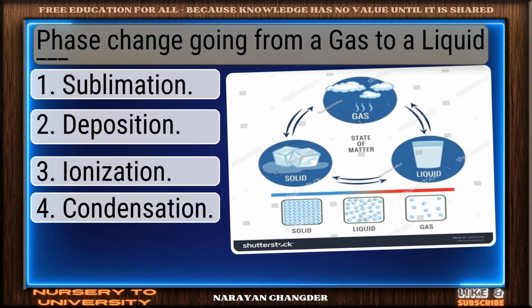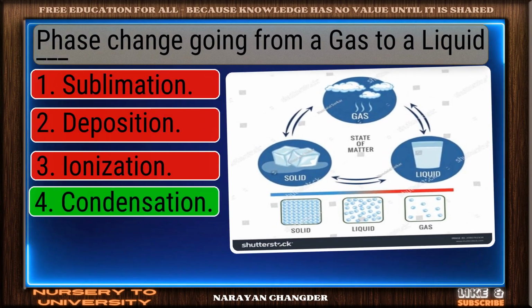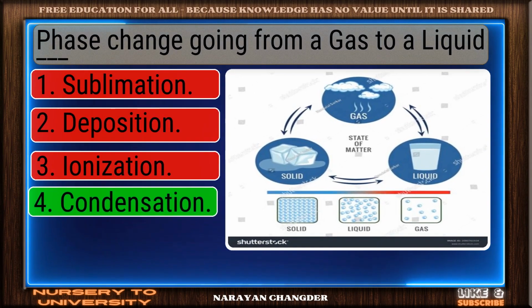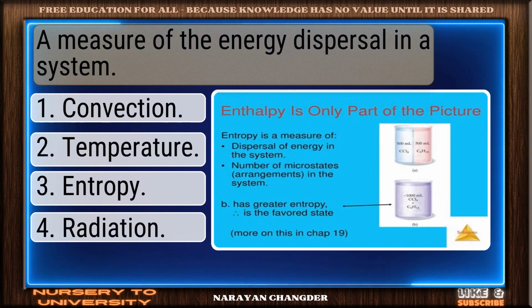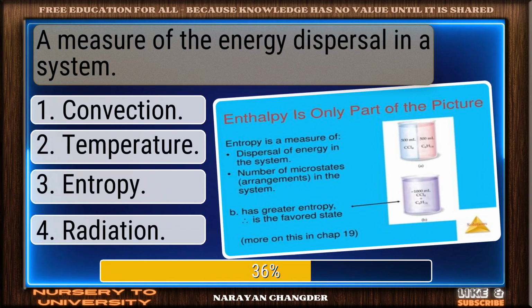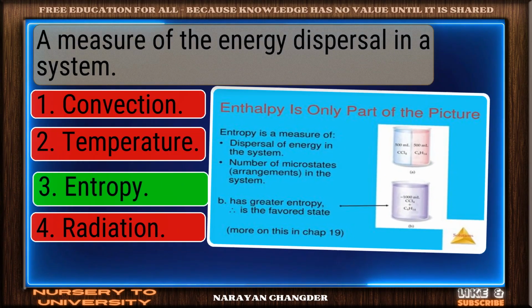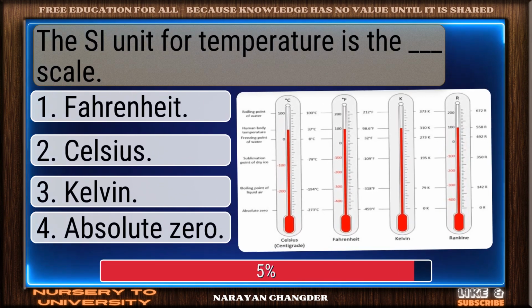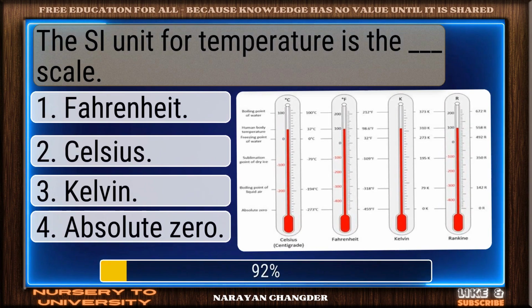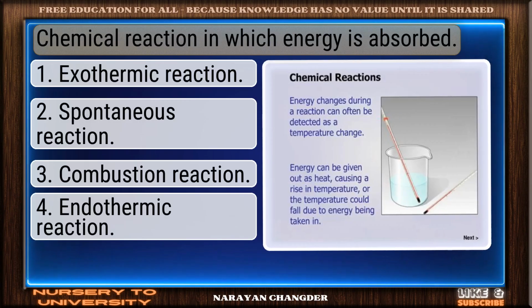Phase change going from a gas to a liquid dash. Smart pick. Condensation is the correct choice. A measure of the energy dispersal in a system. Great job. Entropy is the accurate answer. The SI unit for temperature is the dash scale. Nicely done. Kelvin is a solid answer.